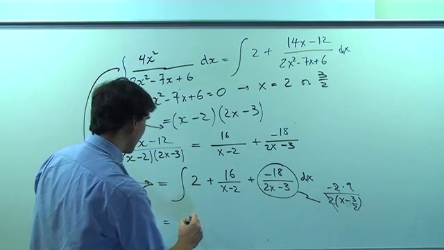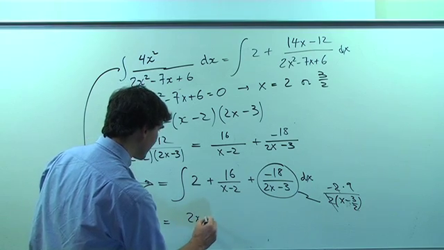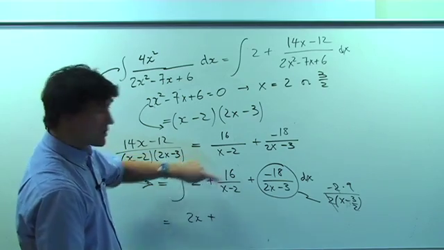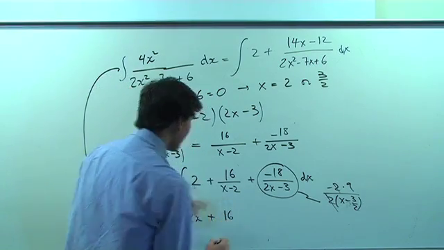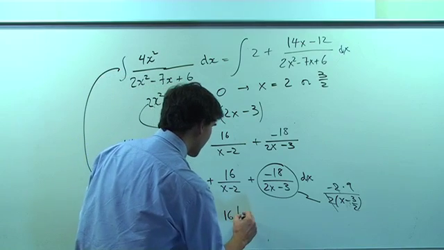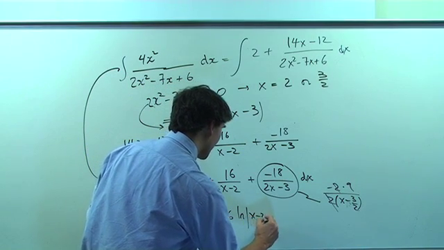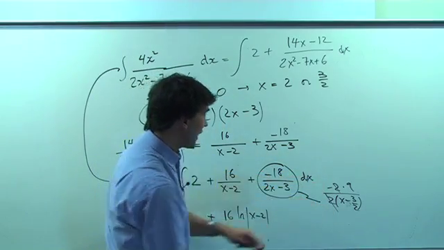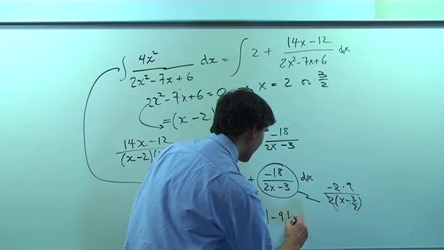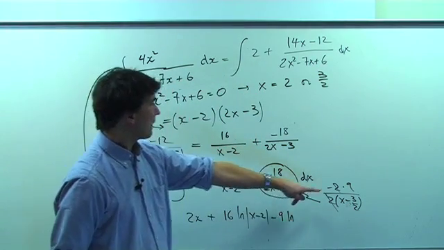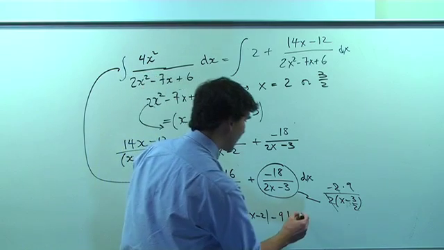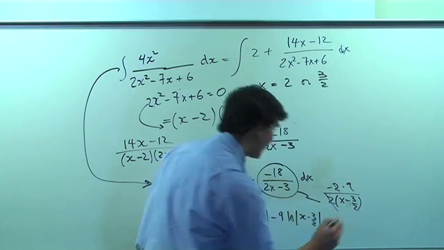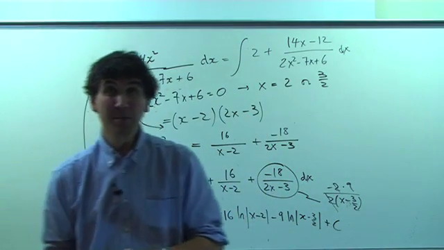So we can do the integral here. The integral of 2 is 2x. The integral of, well, there's a 16 out here, which just comes out front. The integral of 1 over x minus 2 is the natural logarithm of the absolute value of x minus 2. And then the integral here of the minus 9 over that, so it's minus 9, integral of 1 over x minus 3 halves is the natural logarithm of x minus 3 halves. And then finally, you put a constant of integration.